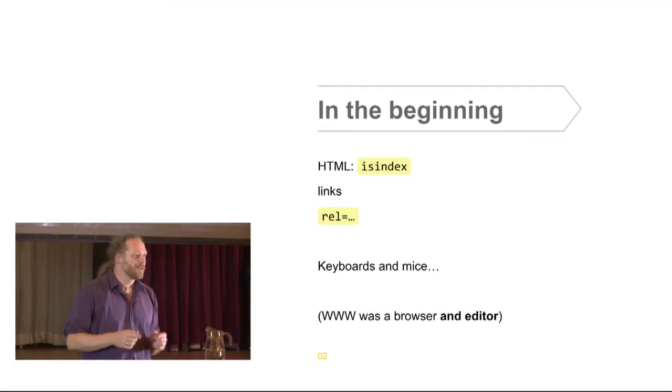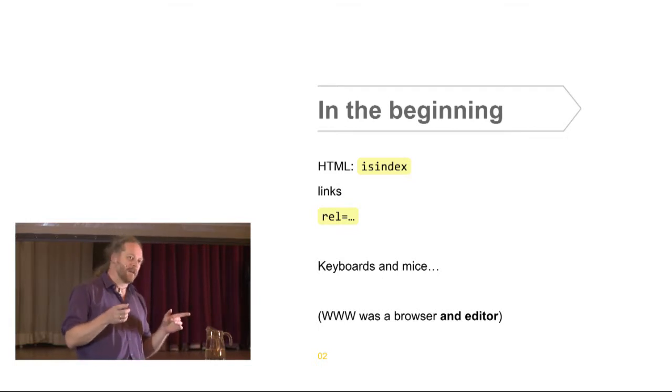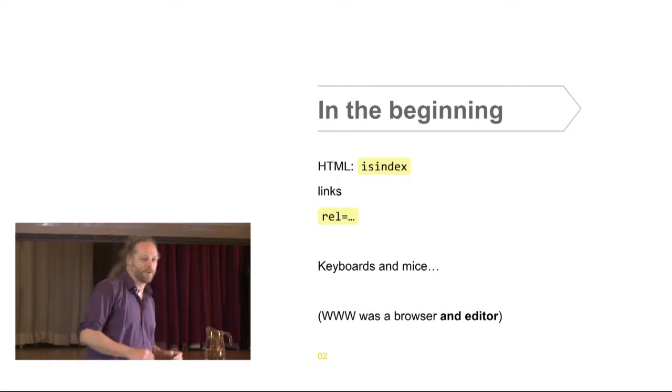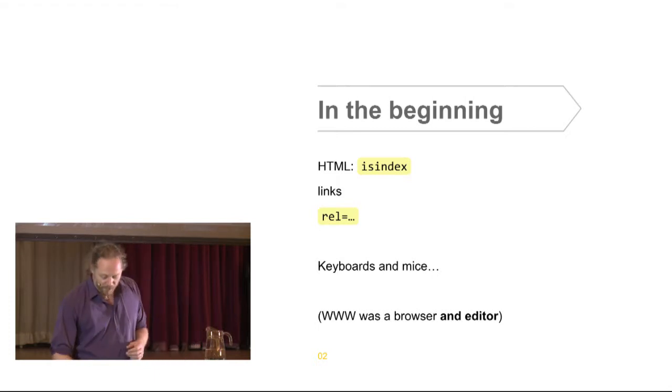You could hook up services. The isIndex thing he made specifically so that you could search the CERN library catalog. Right? You'd send one search term, and you would get the catalog. That was all it did.